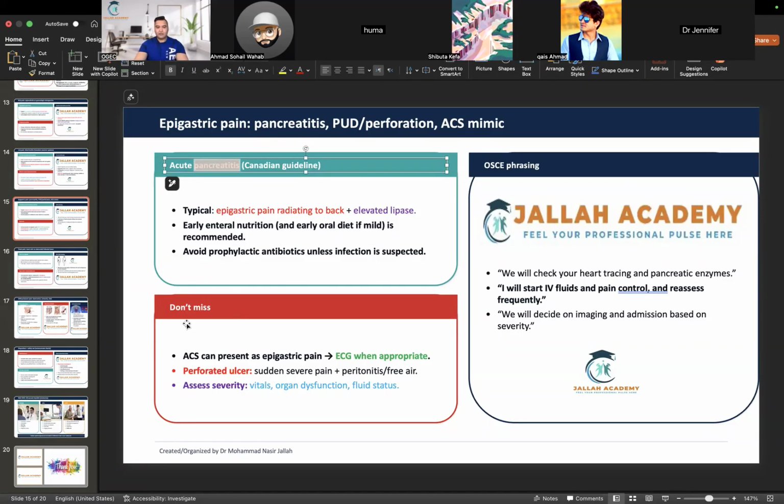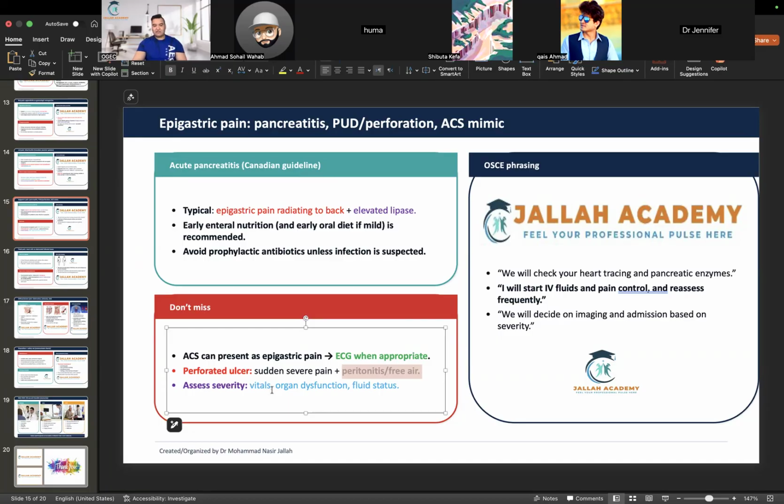Don't miss, acute coronary syndrome can present as an epigastric pain. If the patient is elderly, the patient has epigastric, upper epigastric pain, always do ECG. Okay? Perforated ulcer, sudden severe pain, peritonitis, and free air. I don't know if you guys did today the simulation exam. We had free air and peritonitis and perforated ulcer. I don't know if you guys remember it.